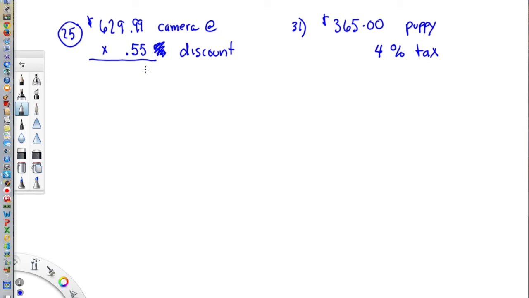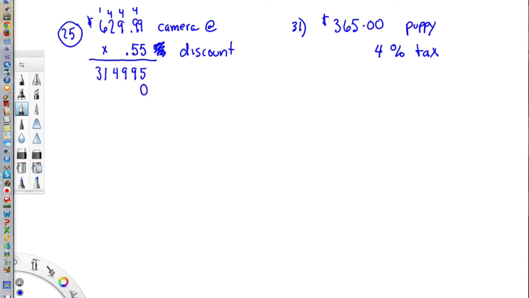5 times 9 is 45, carry the 4. 5 times 9 is 45, plus the 4 is 49. 5 times 9 again is 45, plus the 4 is 49. Carry the 4. 5 times 2 is 10, plus the 4 is 14. And then 5 times 6 is 30, plus the 1 is 31. I'm going to put a 0 as a placeholder here.